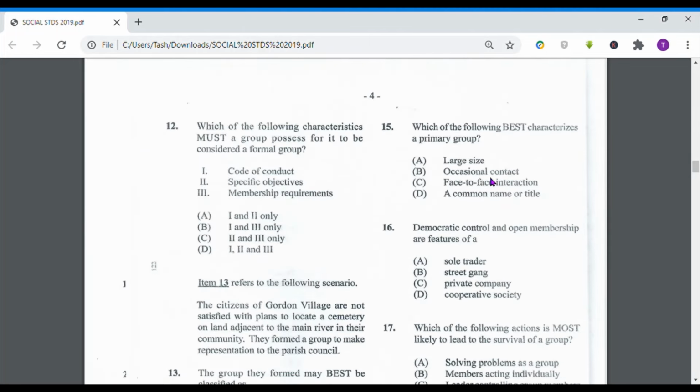Number 12, which of the following characteristics must a group possess for it to be considered a formal group? That's a code of conduct, specific objectives, and membership requirements. A formal group would need all of these things in order to be considered a formal group. So your answer for number 12 would have been letter D, that is option 1, 2, and 3.